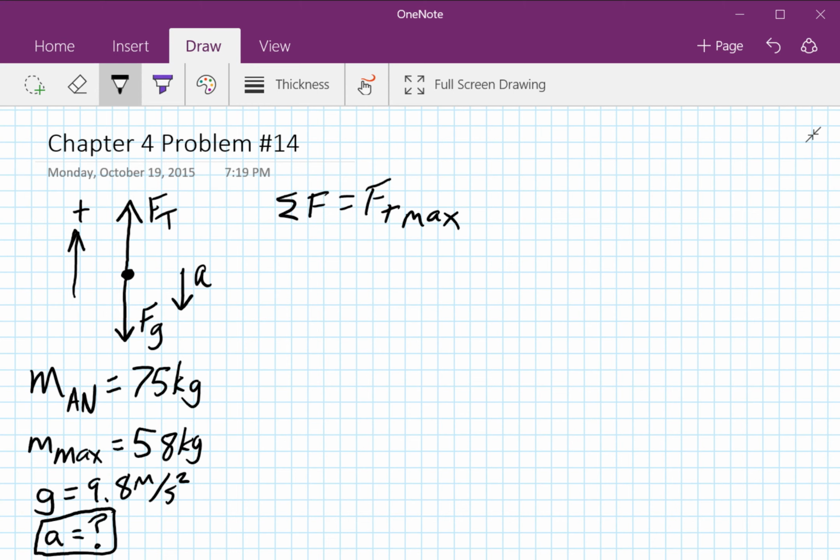So before we can start, we need to identify the forces involved. We're going to write Ft max because that's actually the maximum force of tension. It's not going to be any other numbers. We want to know, well, what's the acceleration of the man if he's putting the maximum force. I don't want A there, I want G.